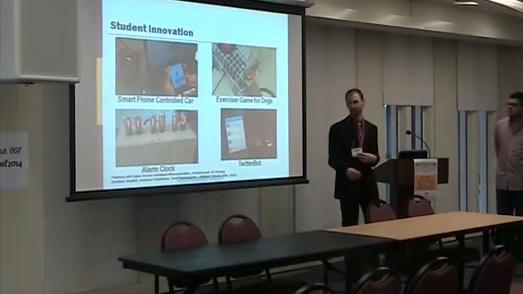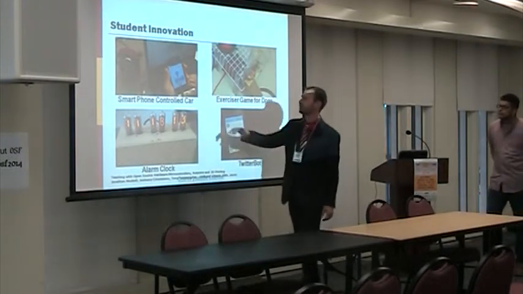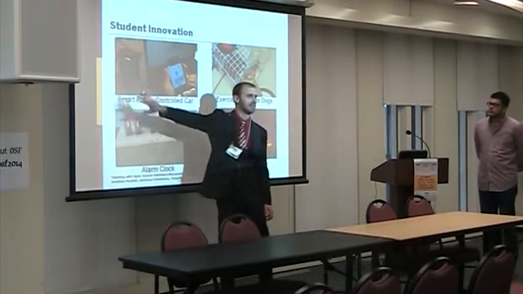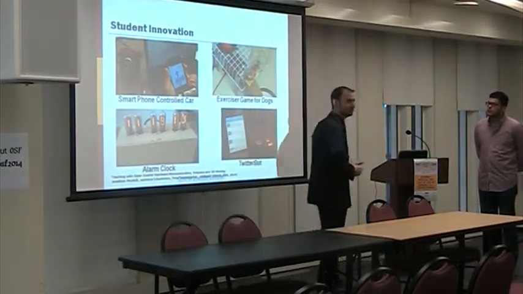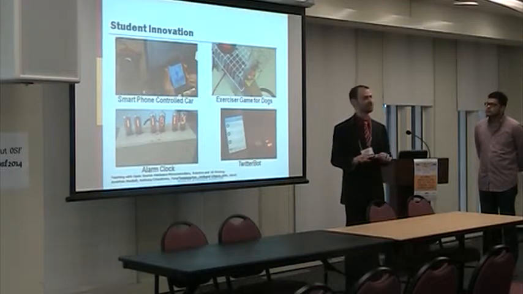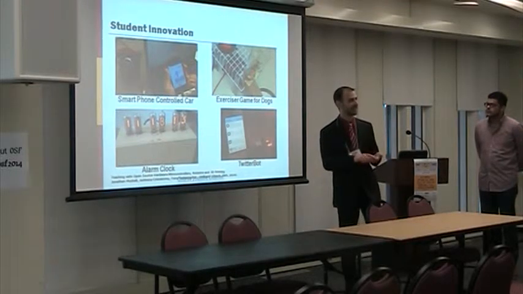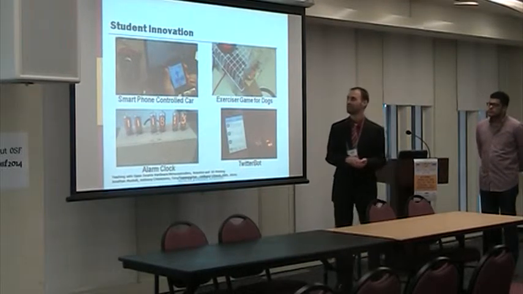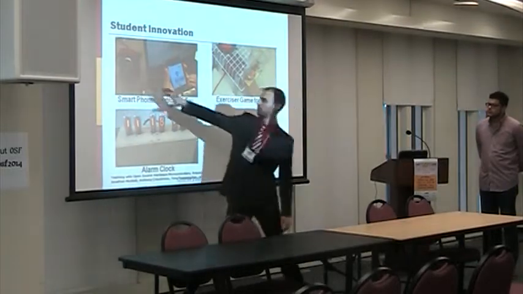To give an example, I've had one group create a smartphone controlled car. So this one was not using sensors to detect the line. They actually did it through a mobile app, and it was communicating over Bluetooth to control the car.